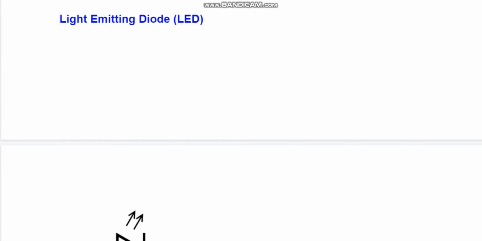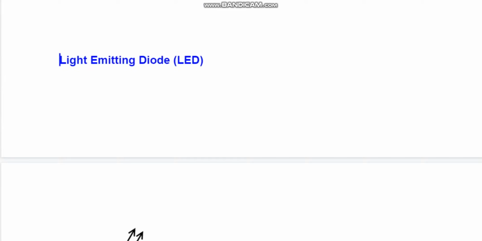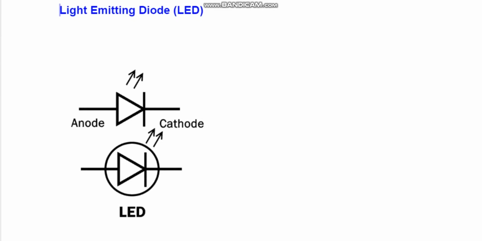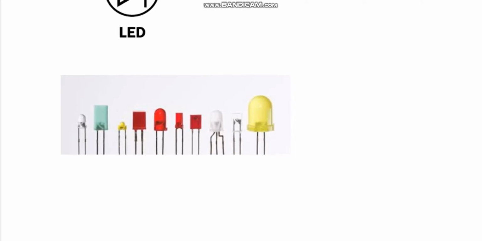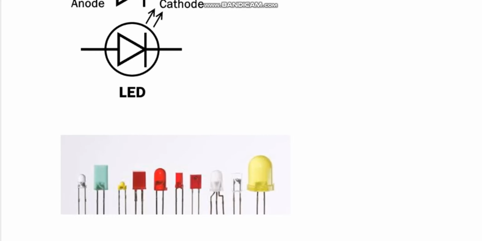Light emitting diode, LED. The light emitting diode is also a type of PN junction diode that emits light in the forward bias configuration. LED is made up of a direct band gap semiconductor. When the charge carriers cross the barrier and recombine with the electron holes on the other side, they emit photon particles, while the color of the light depends on the energy gap of the semiconductor. LED converts electrical energy into light energy.